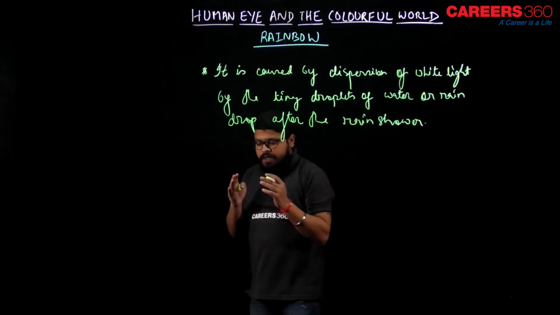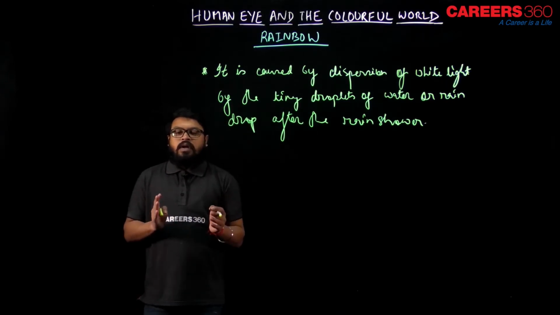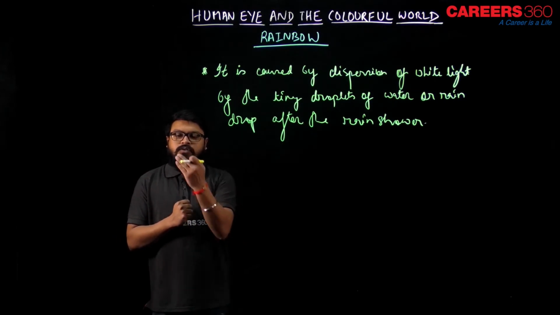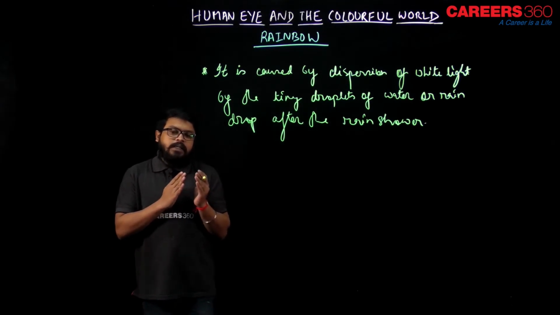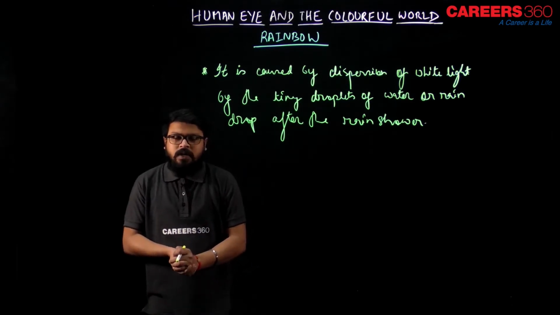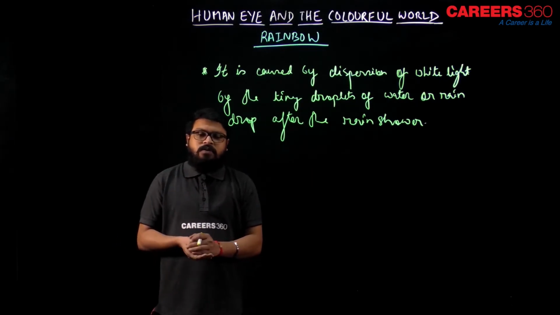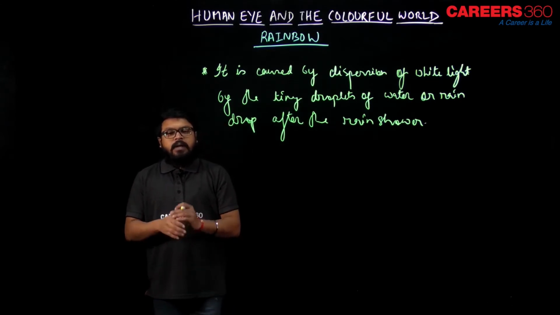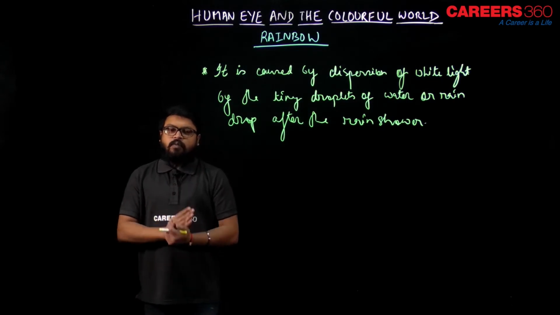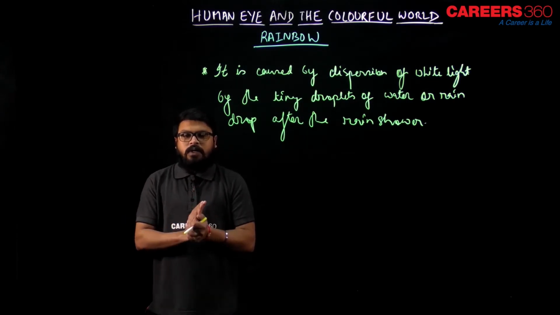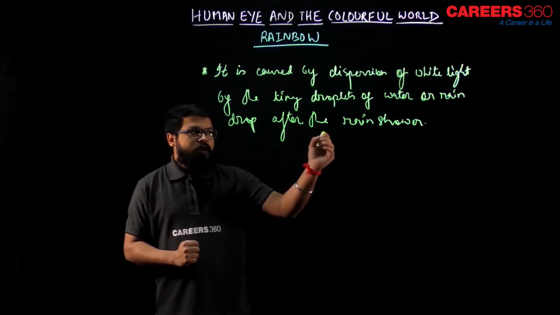So there are a number of tiny water droplets in the atmosphere after the rain shower. When the light from the sun passes through them, the white light gets split into 7 different colors, right, and those 7 colors we call a band of colors or spectrum. So a rainbow is basically a natural spectrum appearing in the sky, because it is caused by dispersion of white light by the tiny droplets of water or raindrops after the rain shower, right. So that was the first point.